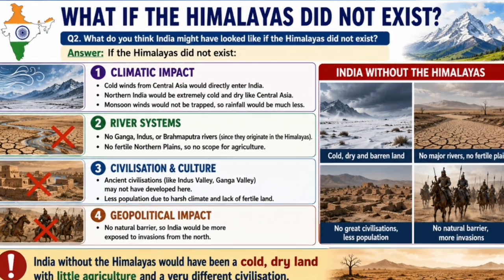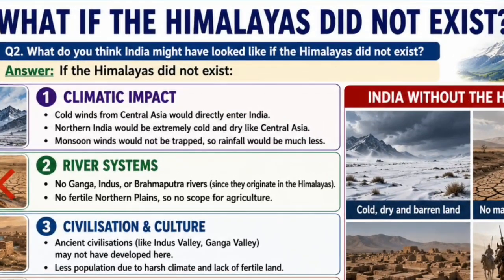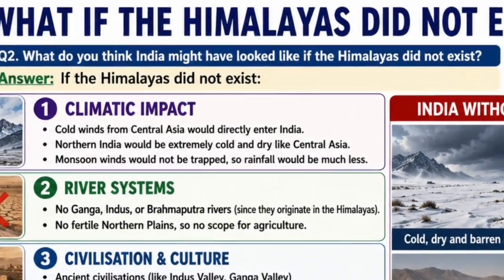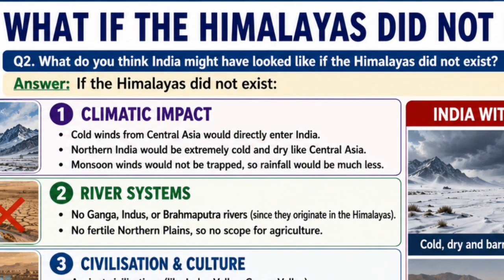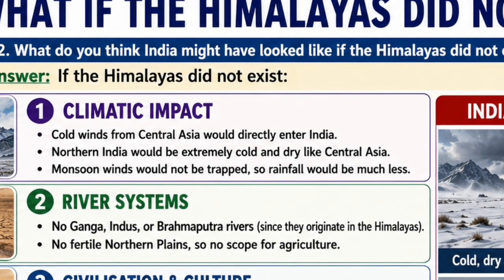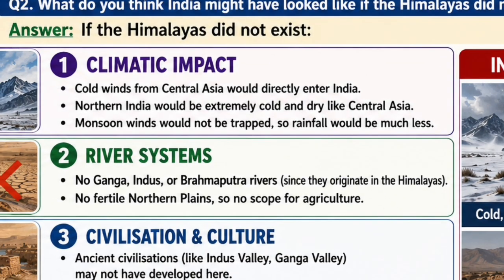Here question number 2 is: what do you think India might have looked like if the Himalayas did not exist? Oh my god. Right, children? Can you imagine this? I can't imagine this, but we will have to imagine because it is asked in the question. But it is very difficult, right? Now you see the answer, you see these points, and you see the condition. If the Himalayas did not exist, what could have been? What could be the condition?